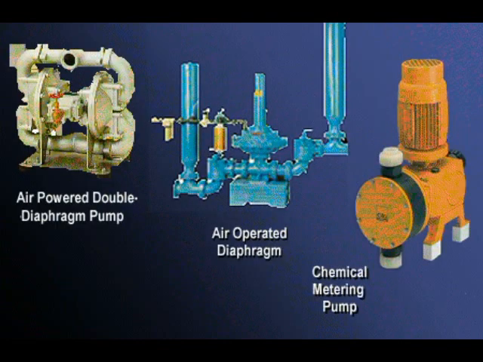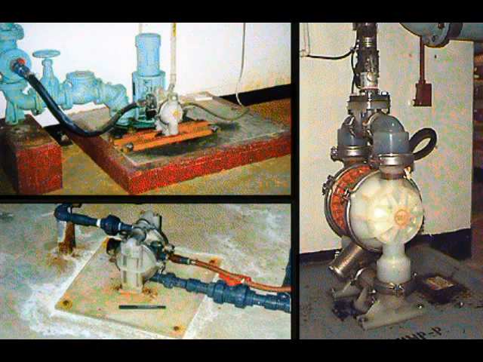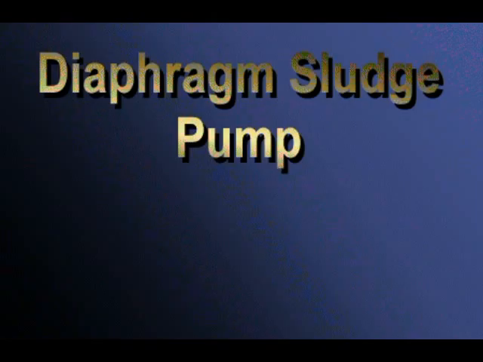While there are a number of different types of diaphragm pumps available, there are three main types used in wastewater treatment plants: the air-operated diaphragm pump, the chemical metering or proportional pump, and the air-powered double diaphragm pump. This section will consider each of these types of diaphragm pumps, starting with the diaphragm sludge pump.